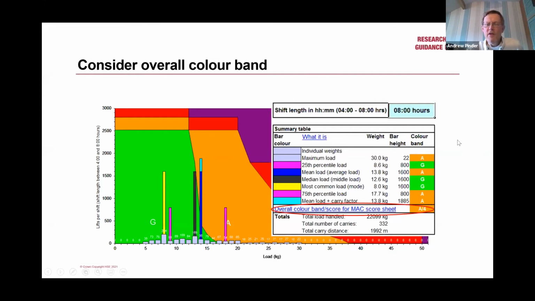So you then have to consider the overall color band, and what we've done is we've taken the worst case scenario. You can see that the maximum load is in the amber, mean load is in the amber, 75th percentile load is in the amber, as is the mean load plus carry factor, which basically means that the overall score comes out as amber.